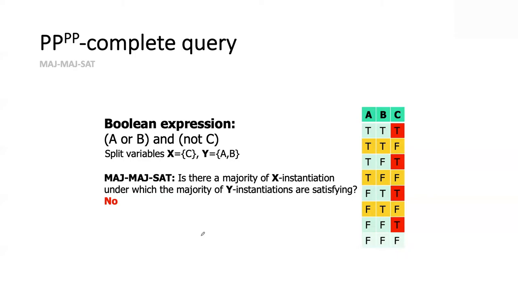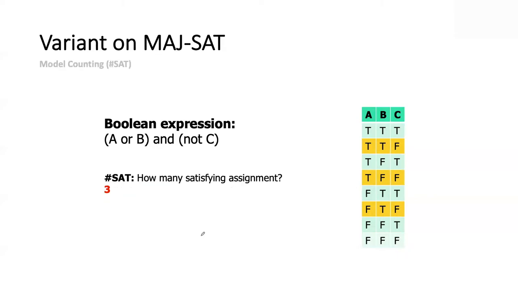But let's first talk about the two variations that I promised you on MAJ-SAT. The first one, which you already know, is model counting, what's known as SHARP-SAT, where this is the functional version of MAJ-SAT. So MAJ-SAT is a decision problem, yes, no answer. And SHARP-SAT wants a number back, needs the count, right? So I have this Boolean formula, and I want to know how many assignments satisfy the Boolean formula.